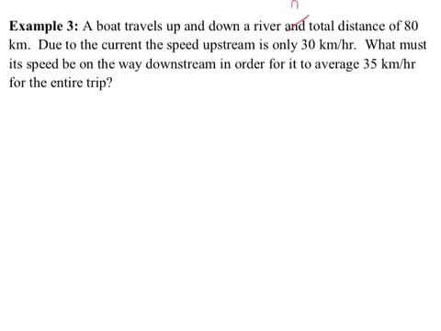Up and down a river, a total distance of 80 kilometers. Due to the current, the speed upstream is only 30 kilometers per hour. What must it be on the way downstream in order for it to have an average of 35 kilometers per hour for the entire trip? Okay, for the entire trip.